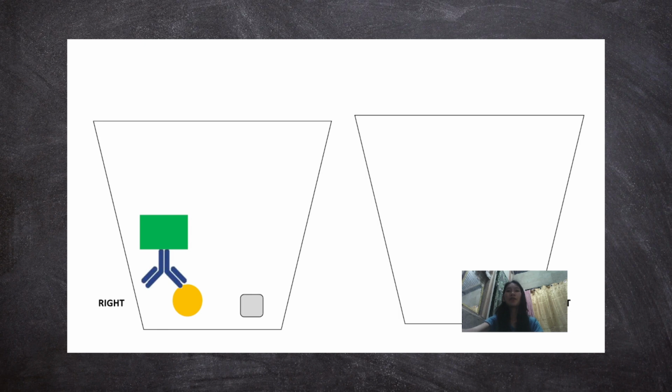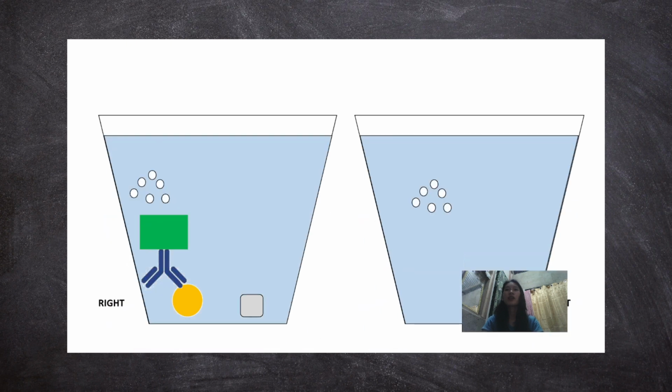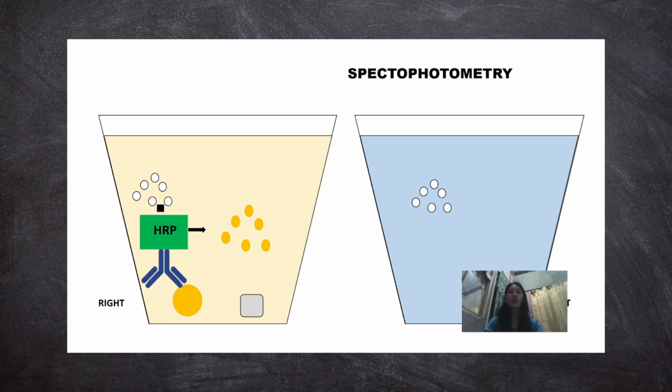Now the substrate is given to the bound antibody. The antibody is conjugated to an enzyme. This enzyme converts the substrate to a detectable product, which leads to a color change. So the intensity can be measured using spectrophotometry.